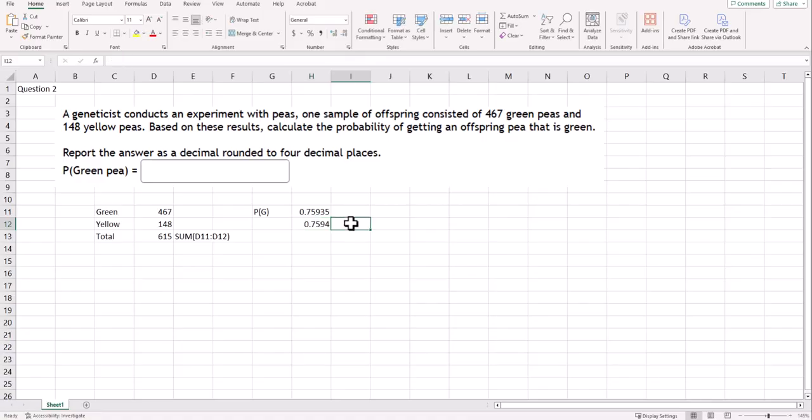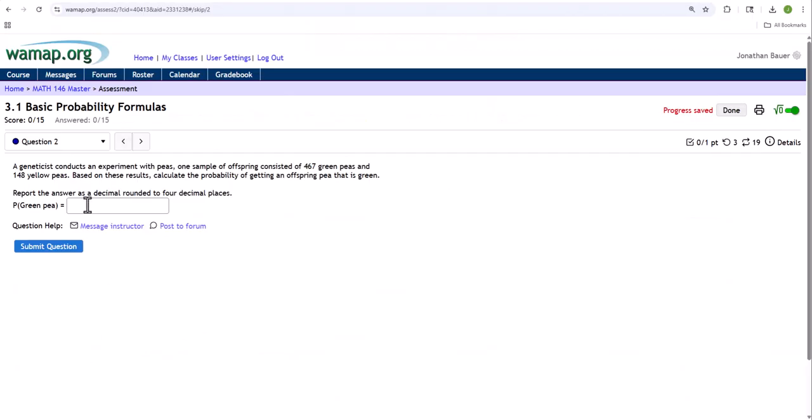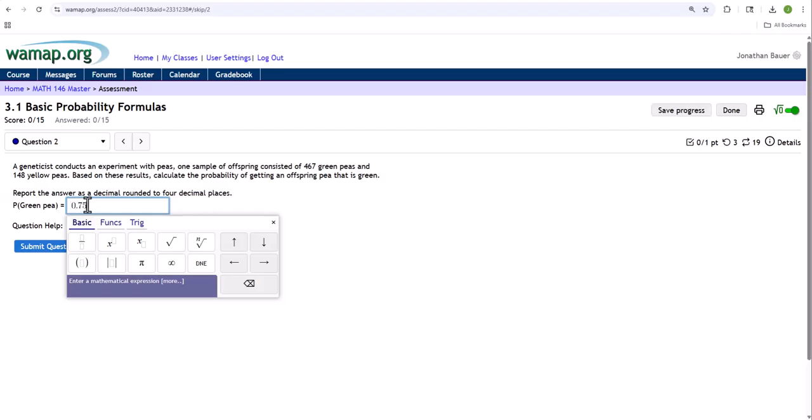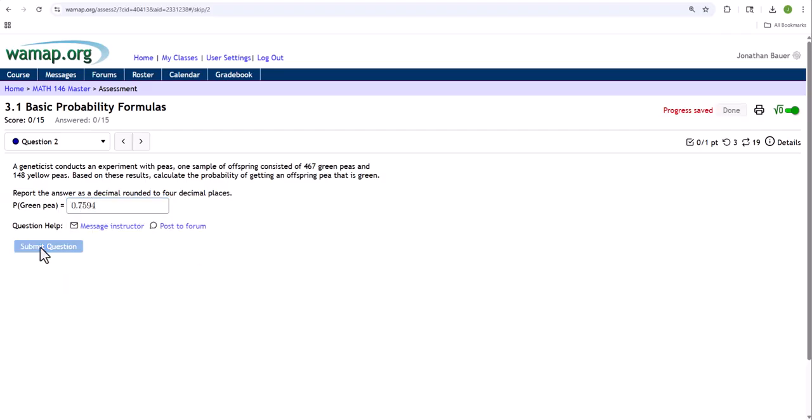Now one thing to note, if you're using this Excel to do your work, and even if you're not, you should be using the unrounded results as you do the work and rounding your final answer. So go here, 0.7594 I think it was.